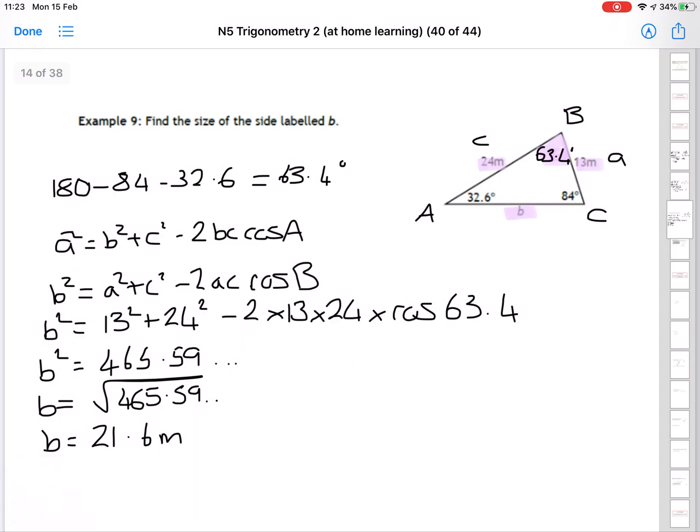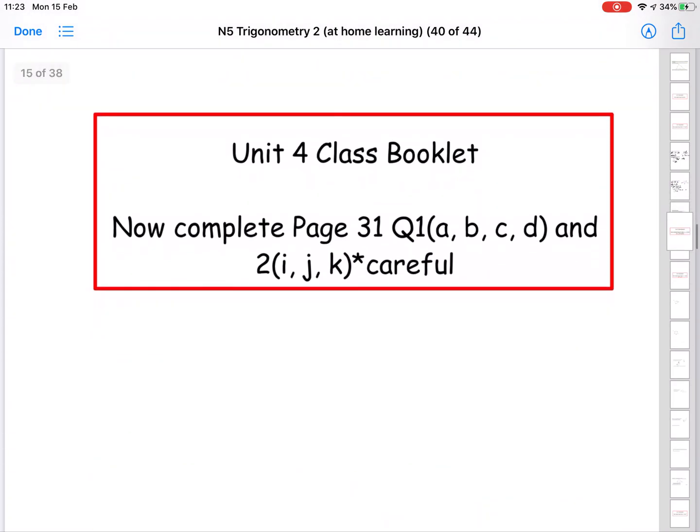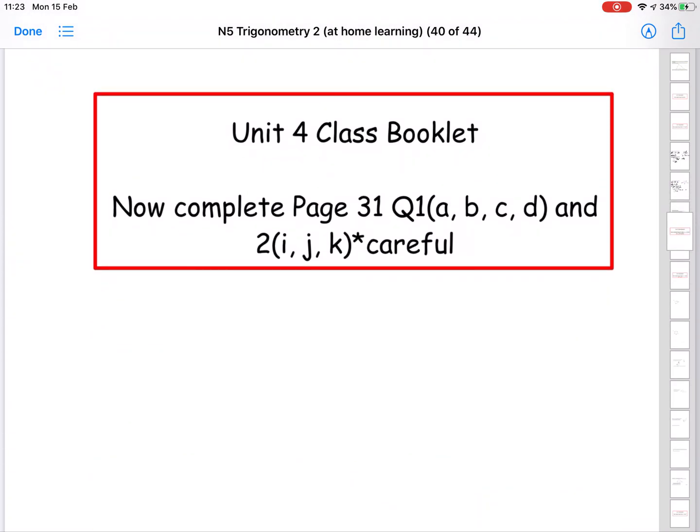Okay, so what I would like you to do for the questions today are these ones here. Page 31, question 1 A, B, C and D. And then I've chosen some from question 2, I, J and K. Those three should be the ones where you need to fill in that angle between your two sides first before you go on and do the question. So I've tried to choose questions that are going to be similar to those two examples that I've just done for you. If you need any help, I'll have the live call open on the Teams page. If you've got any questions, you want to come on and ask me anything, I'll be there for the period.